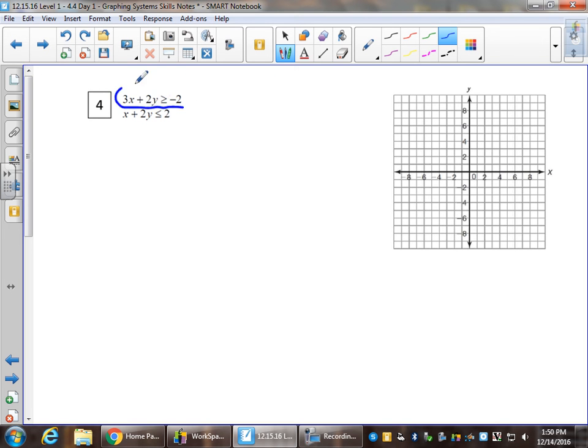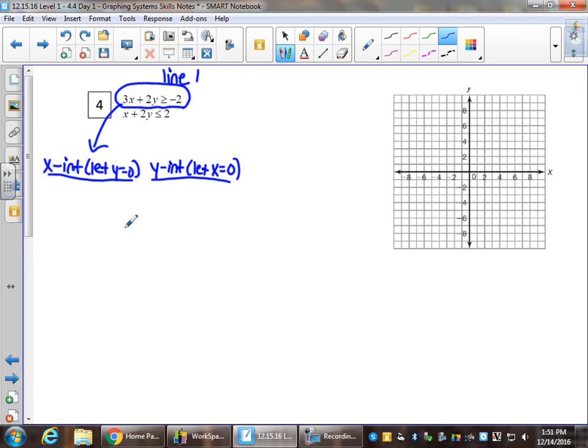So one at a time, I'm going to take these and graph by intercepts. I'm going to make this one line 1. So go ahead and pause. In terms of how you organize your work, x-int, let y equal 0. Get your titles. I plan on spacing out work because I see this one, right?